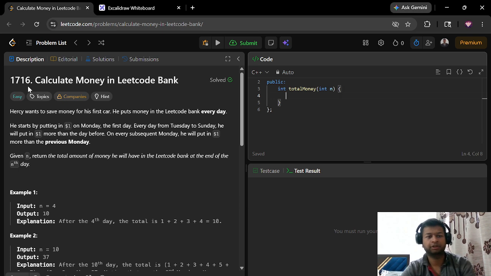Hello friends, our today's question is question number 1716, which is Calculate Money in Leetcode Bank. So now let's read the question. So we have Hershey's name here.